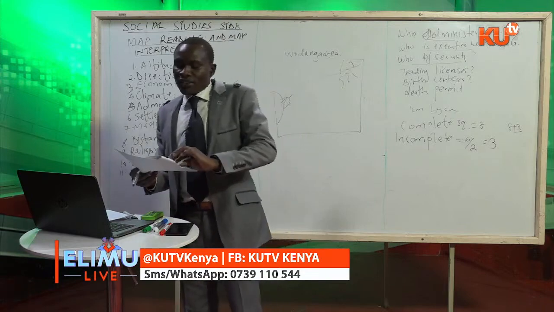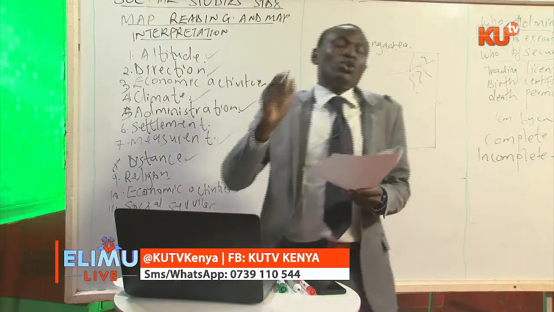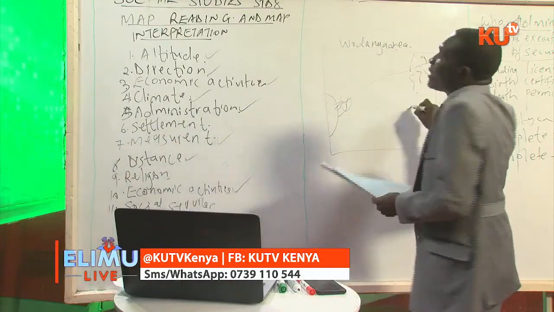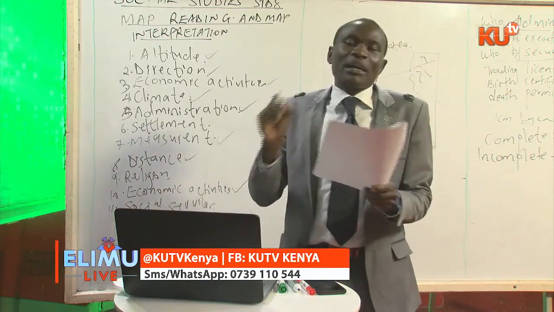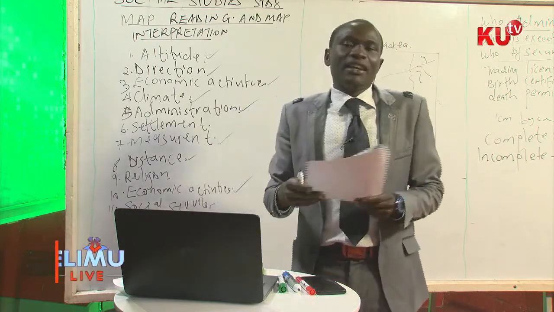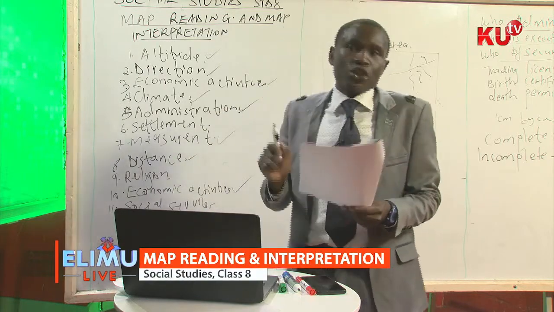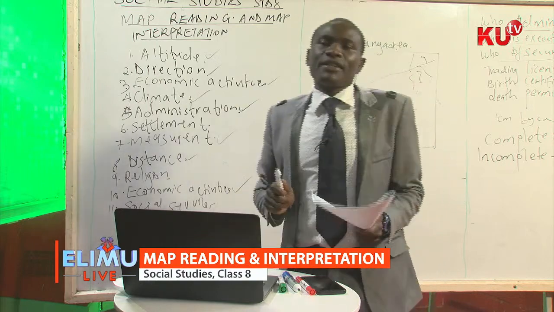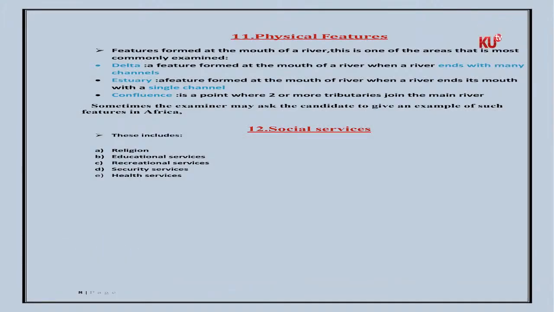Lastly is social services. Social services is also an area that is most commonly examined. You need to be very careful when you are dealing with this area, because they will ask you within the town: what are some of the social services that are missing in that area? Some of the services that are asked are religion, educational services, recreational services, security services, administration, and health services.